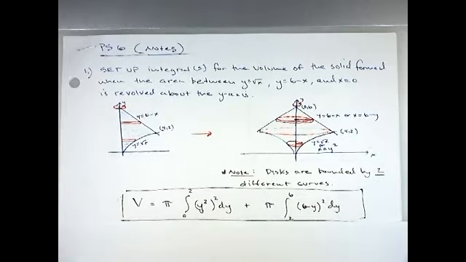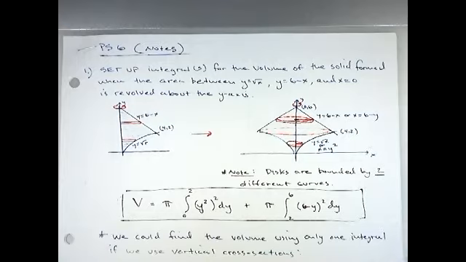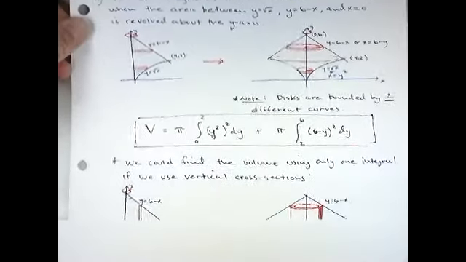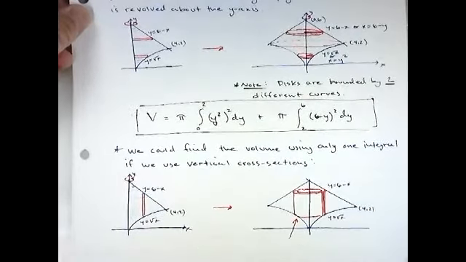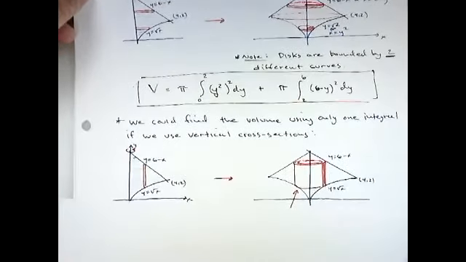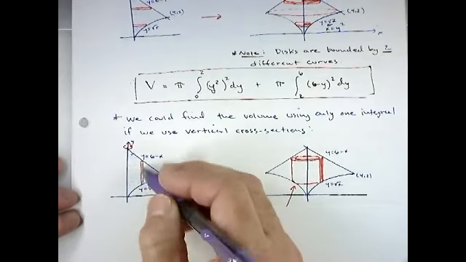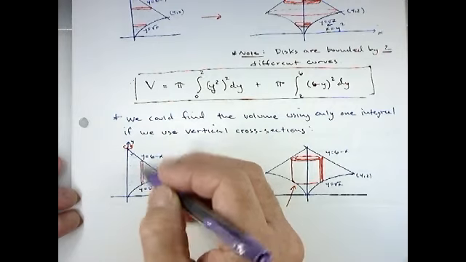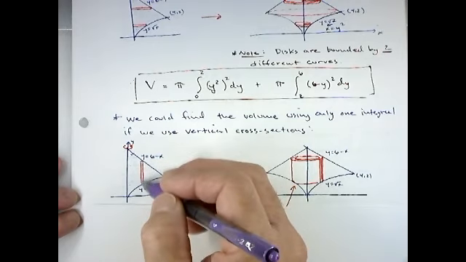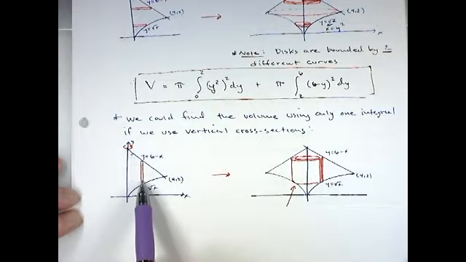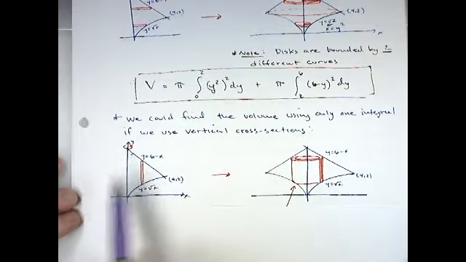Now, that's not too terrible, but would there be a way we could find this volume without doing two integrals? And the answer is yes. But what we have to do is think about a new shape here. If I, instead of using horizontal cross sections, let's start with just area. If I took this area and I put a vertical rectangle in there, what happens if I take just this rectangle and revolve it around the y-axis?